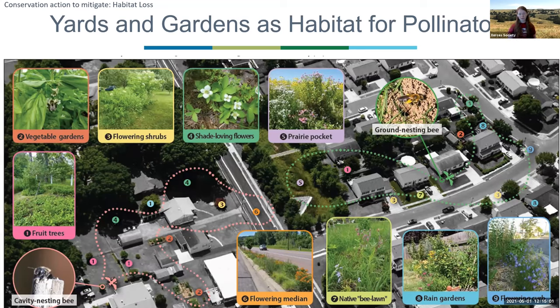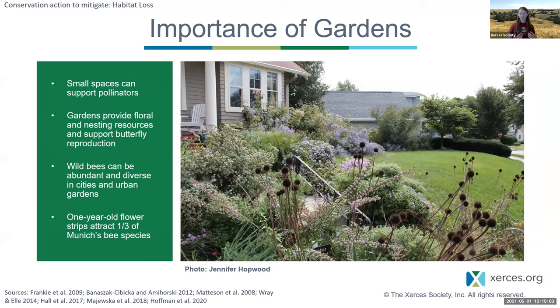And looking specifically at a single garden, these are very important spaces in urban areas, right? Small spaces can offer food resources and nesting resources for a wide diversity of pollinators. There was a study that showed that a flower strip that was planted 1 year later attracted 1/3 of the species, and this was done in Germany. So 1/3 of the city's bees that they know about were found in this area.